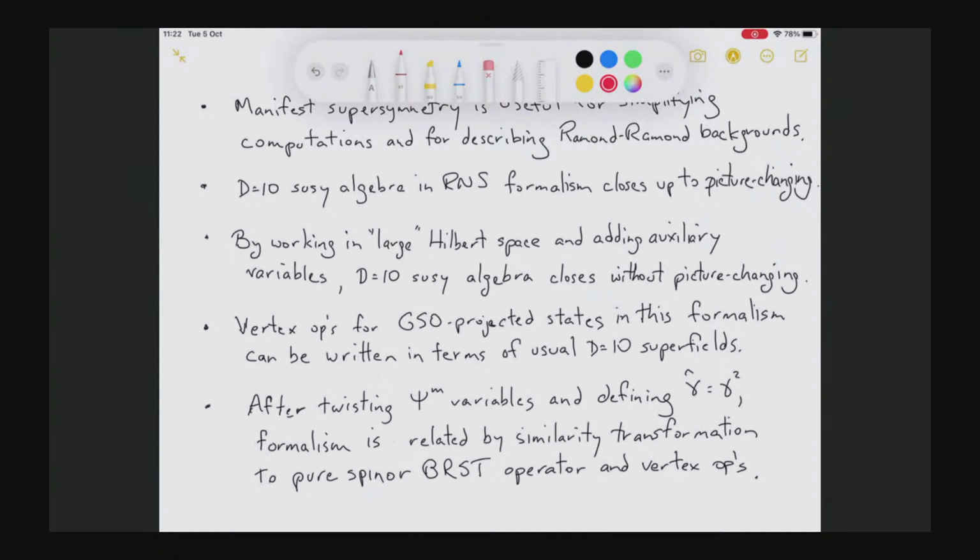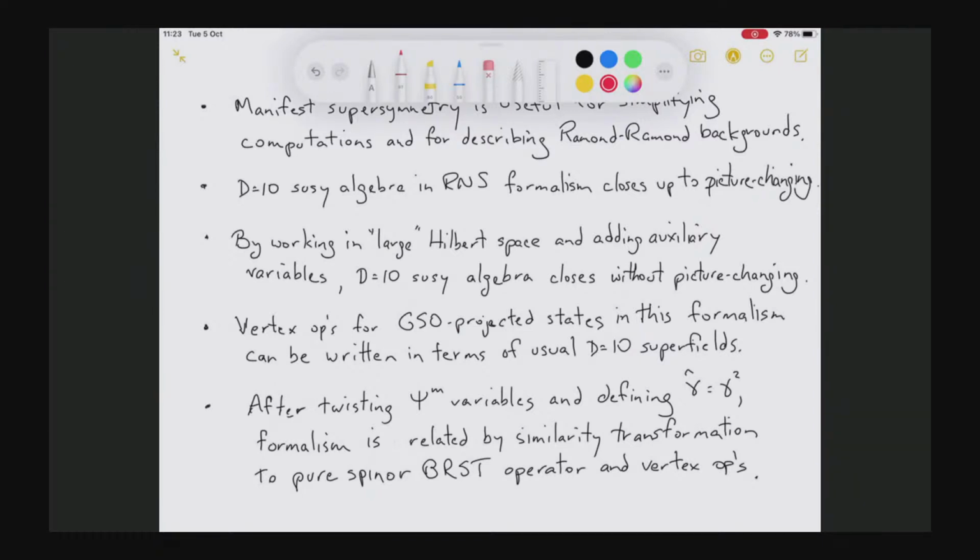But in some sense, the RNS formalism is more natural if you want to describe the Neveu-Schwarz sector, either in the GSO projected or unprojected sector. Whereas this description is much more natural if you want to describe both the Neveu-Schwarz and Ramond sectors, but only in the GSO projected sector, which is, of course, what we're interested in if we're doing supergravity.